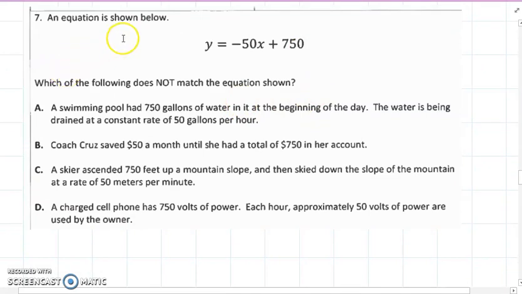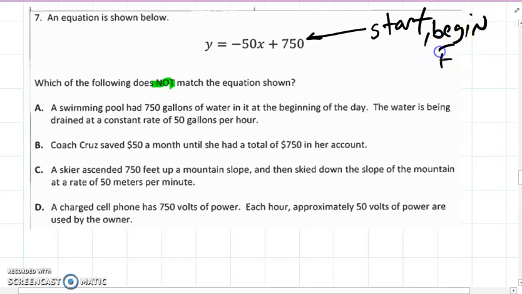Number 7, an equation is shown below. Y equals negative 50 times x plus 750. Which of the following does not match the equation shown? Okay, does not, it says there, que no. When you read this equation, think of the words start, begin. So for example, this one here, 750, should have start or begin or something to that extent.